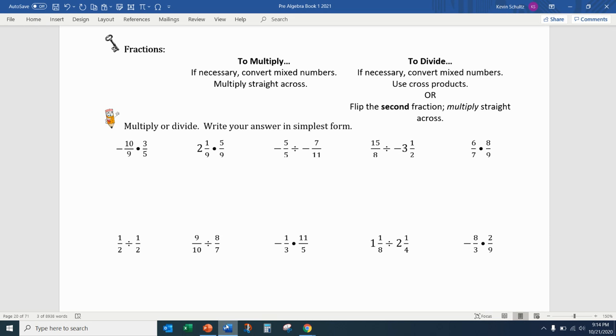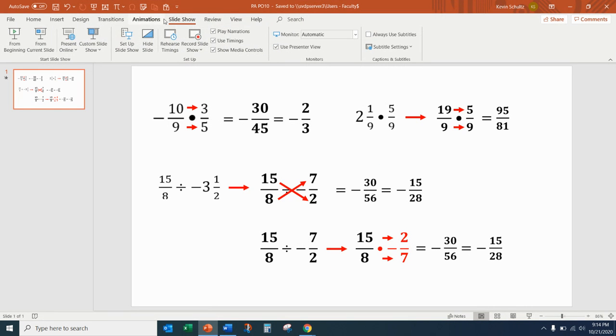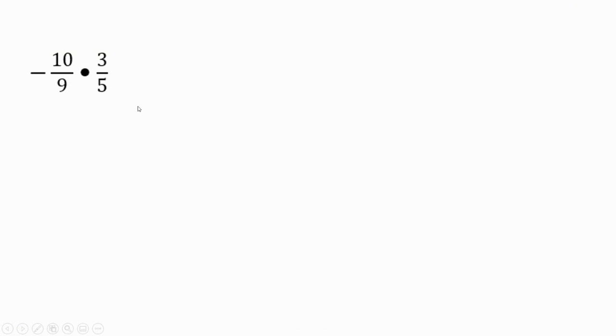So I made a little PowerPoint for you. And so let me start from the beginning here, okay? Negative 10 ninths times 3/5 is one of the questions on your page. So go ahead and find that. And we're going to talk about how to multiply these two fractions. If you look at the key points for multiplying fractions, you see that I've written that you go straight across, okay? Again, we do not need those common denominators, so we can just go ahead and multiply 10 times 3 and multiply 9 times 5.